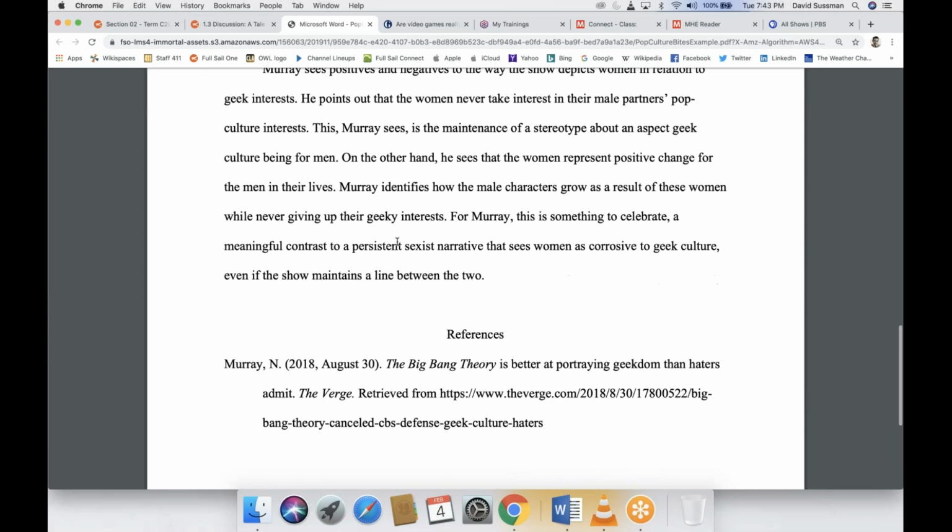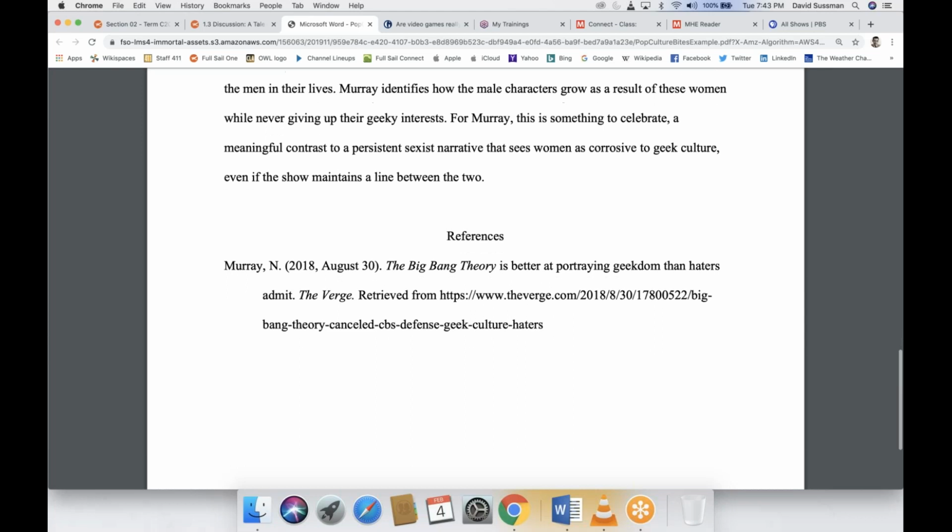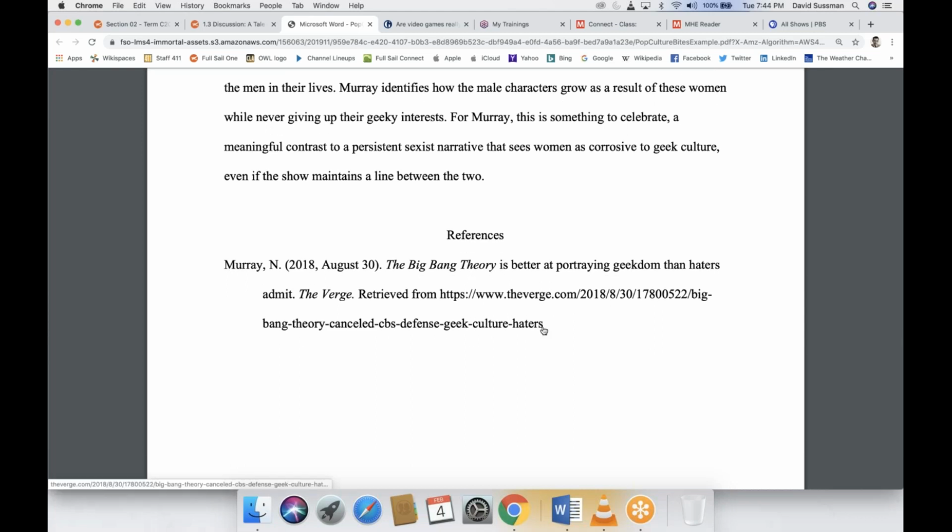You see, it's about a page and a half. That's probably around 325 to 350 words. Maybe it's coming close to 400. In general, a single page is around 300 words. And then there's a reference. And that's the last thing I have to go over, which is APA format.